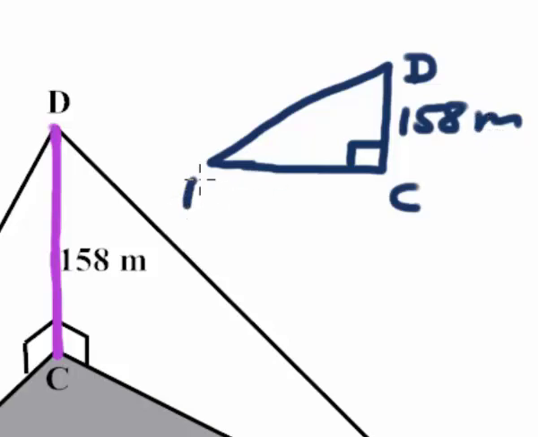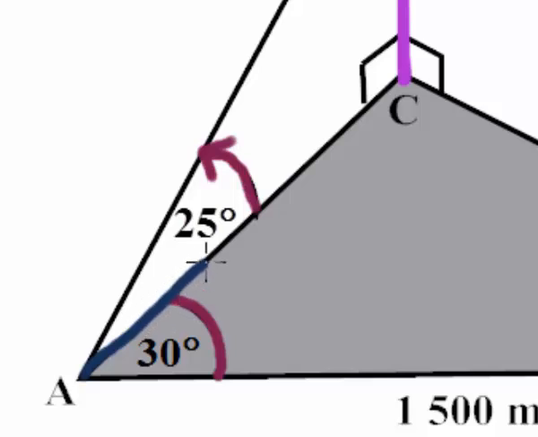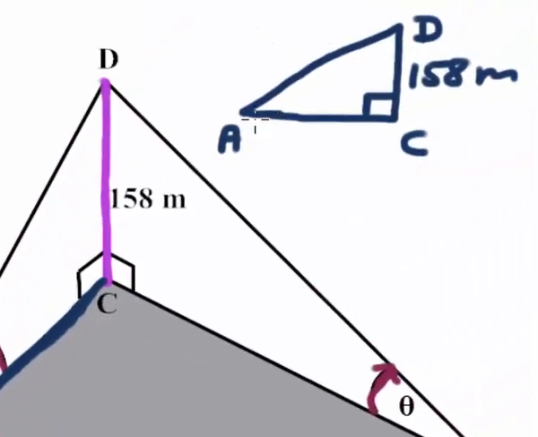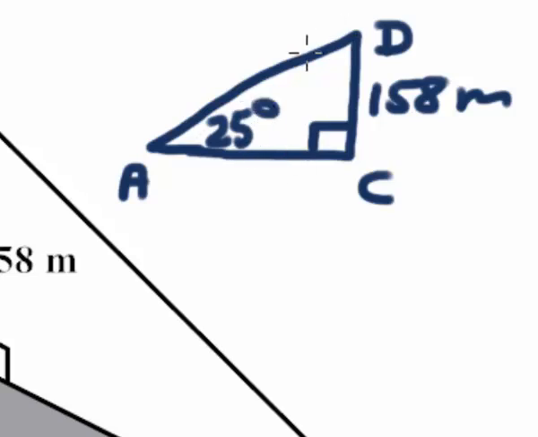Okay, this is the length of AC, which is really this. That's the length of AC there. Can you see it there? That's AC. That's the length of AC. Okay, then we've got AD, and the angle there is 25 degrees going up.